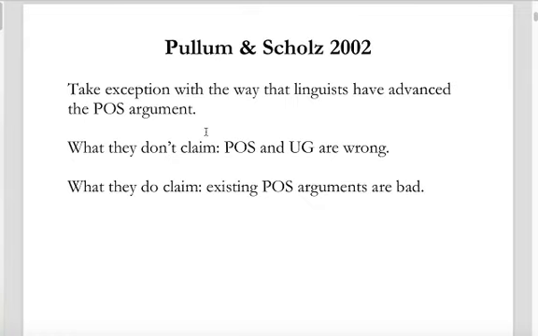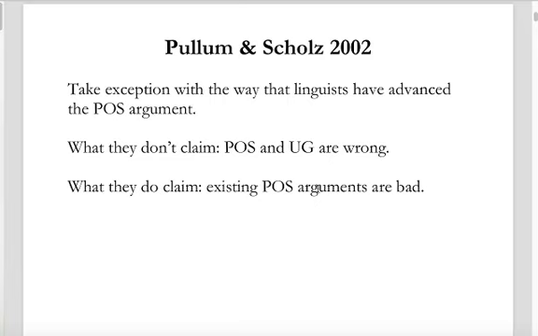Pullum and Scholz talk about poverty of the stimulus more generally, not just this auxiliary fronting example, although it's the auxiliary fronting one that generated a lot of follow-up back and forth. So we're going to focus on that. But they're writing more generally about poverty of the stimulus arguments. And what they're doing here is taking exception with the way that linguists have advanced the poverty of the stimulus argument. So they're explicitly not claiming that the poverty of the stimulus is wrong or that universal grammar is wrong. That's not what they're saying in their paper.